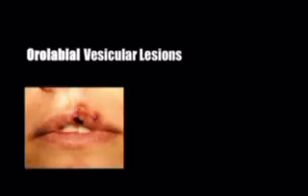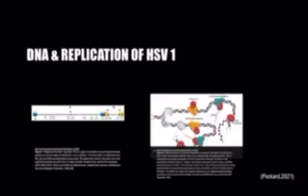Here is a picture of the vesicular lesions that appear orally. They are called labial vesicular lesions. This is a DNA replication image. DNA replication is extremely important to the HSV virus.